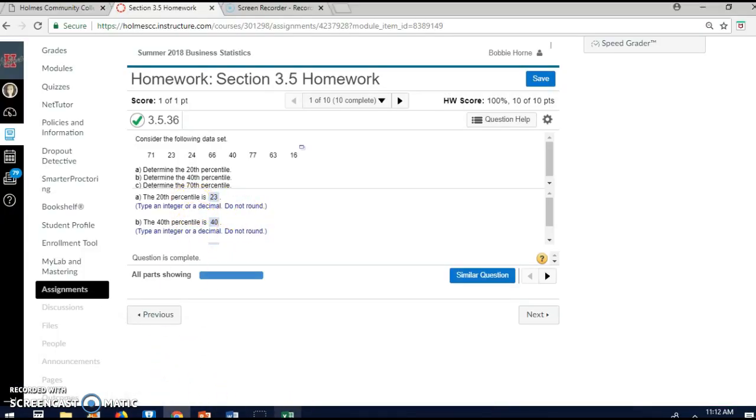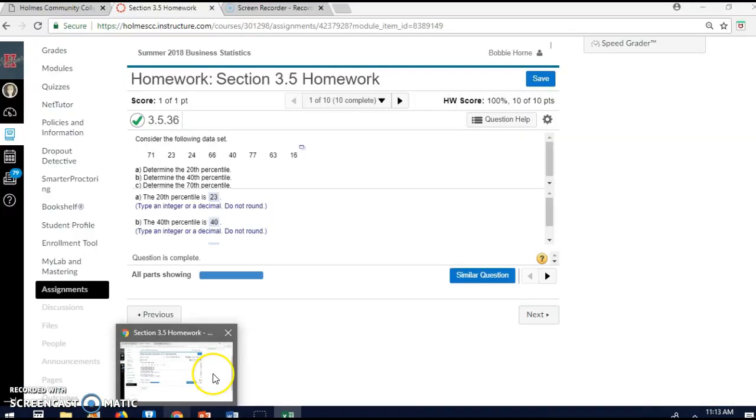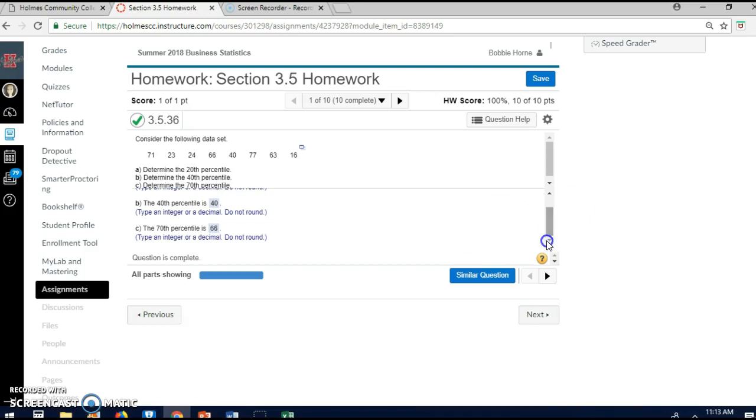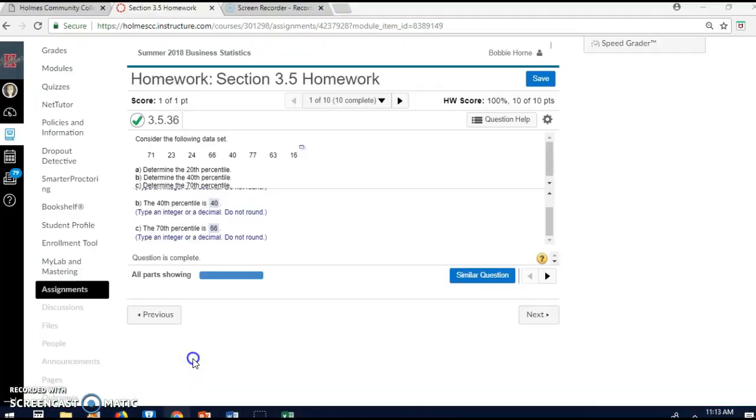Now for the 40th percentile, you would do 0.40 times 8 because we still have 8 numbers. So the 40th percentile, we would round that up to the 4th number, which is 40. And then the next one would be for the 70th percentile. So for the 70th percentile, you would do 0.7 times 8, which would round up to the 6th number. And the 6th number is the 66th.